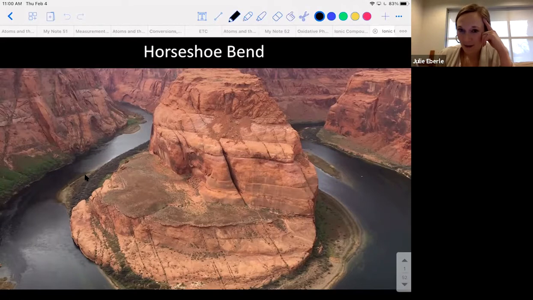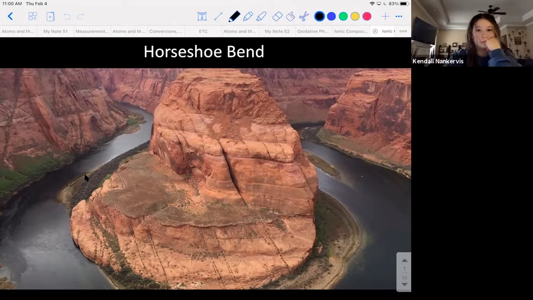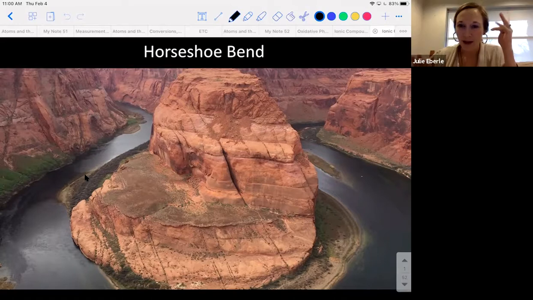The scary thing about this is that there's no railing. You can literally walk up to the very edge of the canyon and just plop your feet down and dangle them over the side, and that freaks me out. So I did not get that close. And you just need to be careful if you go.